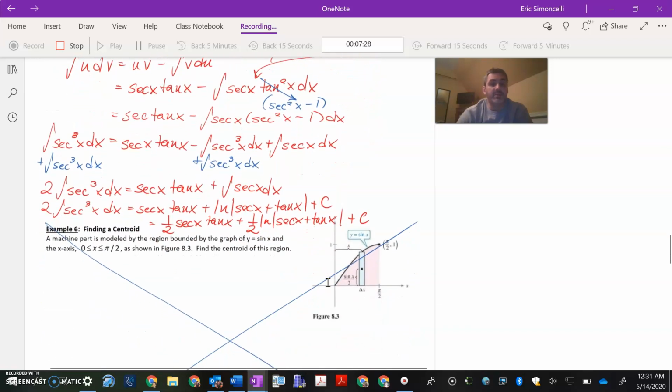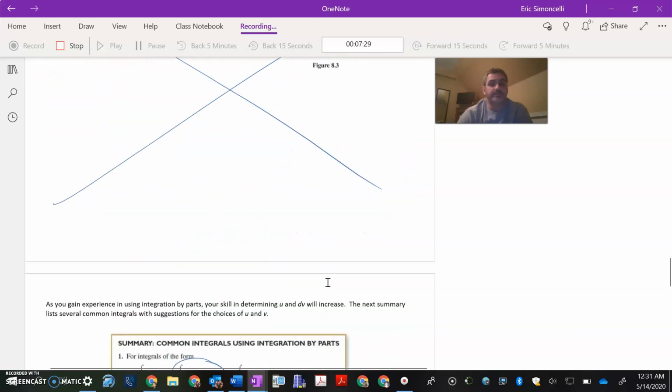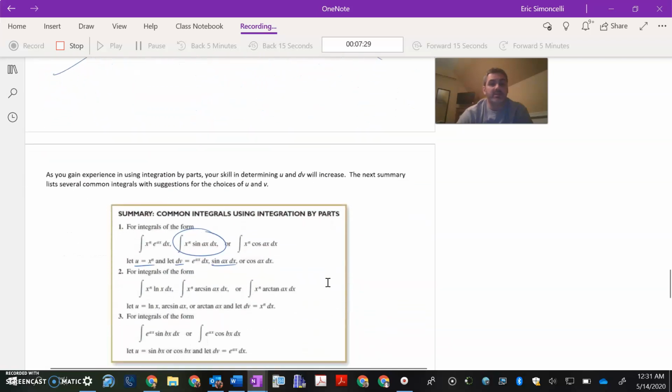Like I said, we're going to be skipping example 6. And moving on, it says here, as you gain experience in using integration by parts, your skill in determining u and dv will increase, like anything. The next summary lists several common integrals with suggestions for the choices of u and dv. So just a summary here, some common integrals.